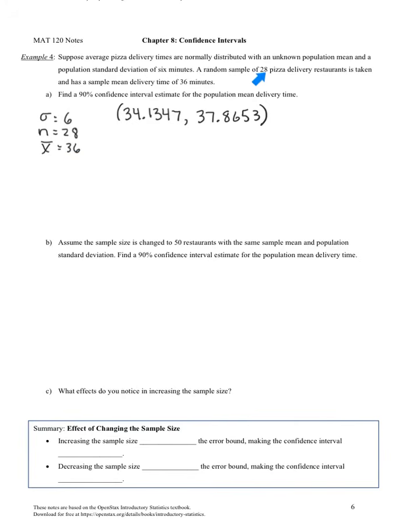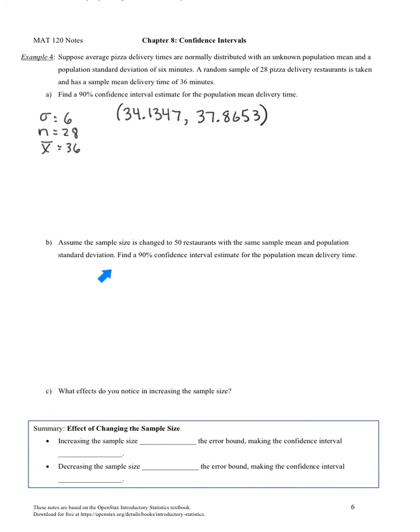Now we have to be careful because our sample size is less than 30. However, they did tell us that this is normally distributed. How did you do? Did you get this for your confidence interval? So that means that we can be 90% confident that the mean delivery time is somewhere between 34.1 and 37.8 minutes.